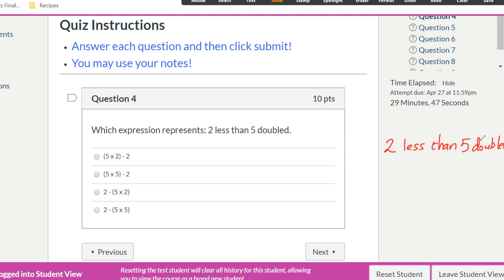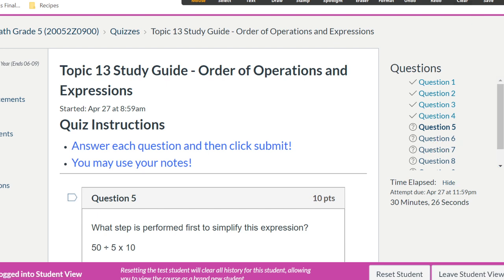I know that there are 2 ways we can double 5, but the way that we double any number is with times 2. So I know that 5 doubled is probably going to be represented by 5 times 2 or maybe 2 times 5. 2 less than that means I'm going to solve this first, so that's why I put that in parentheses. And then I'm going to take 2 away from it. So 5 times 2 minus 2. And I can see here that there is an answer that's going to match what I chose. Let's go ahead and click that. It's going to be 5 times 2 minus 2.